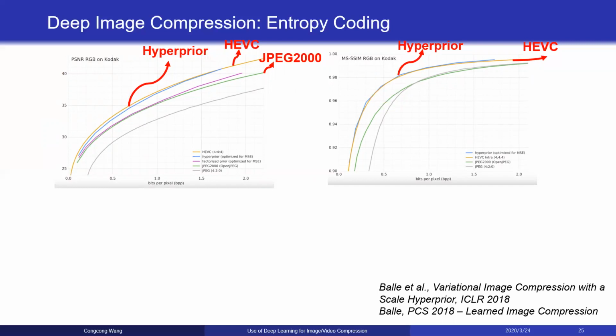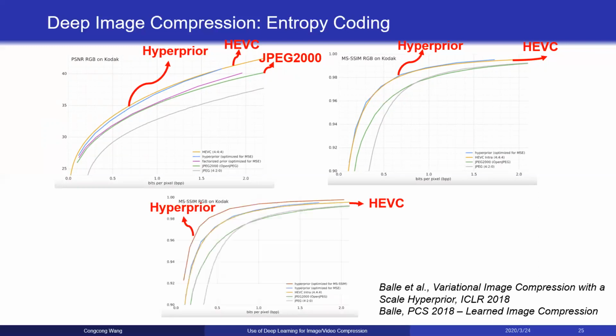So then the authors also optimized this method for multi-scale SSIM, because for deep learning models, it is quite flexible to optimize for another objective function. All we need is that it is differentiable. So when they directly optimized for multi-scale SSIM, the hyperprior model achieves the best performance, better than HEVC, which is some line here.